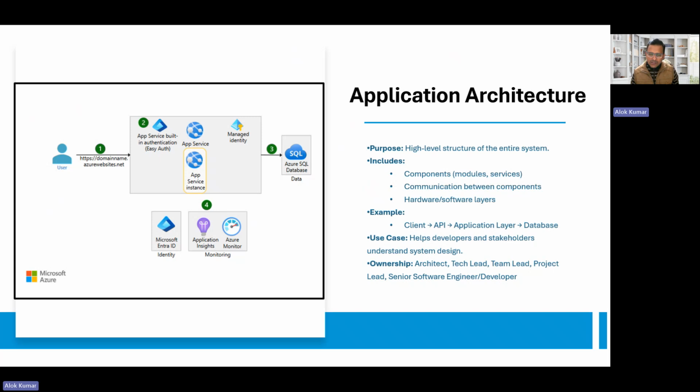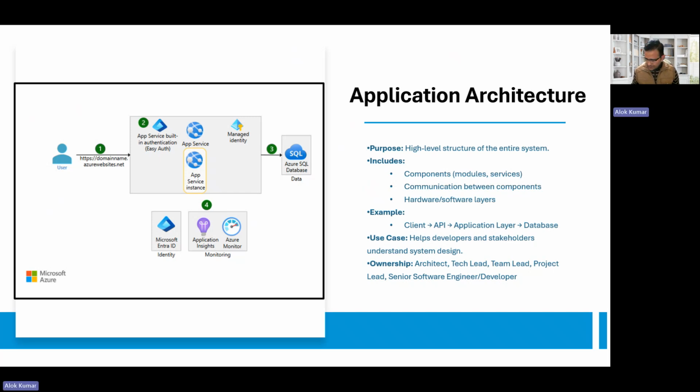So application architecture is all about defining the different components utilized or interacting with each other to make the system run and solve the purpose of the system. The person primarily responsible for this application architecture diagram is an architect, tech lead, senior project developer, consultant, or engineer.